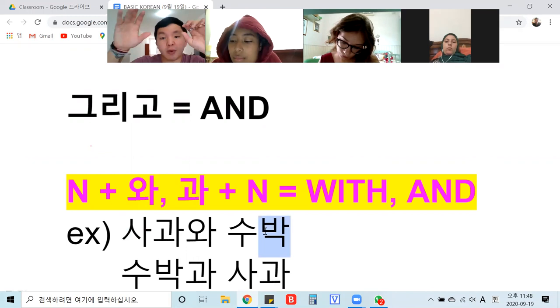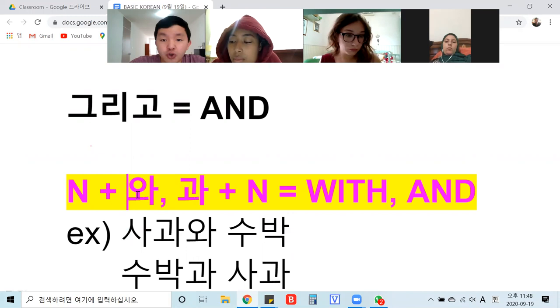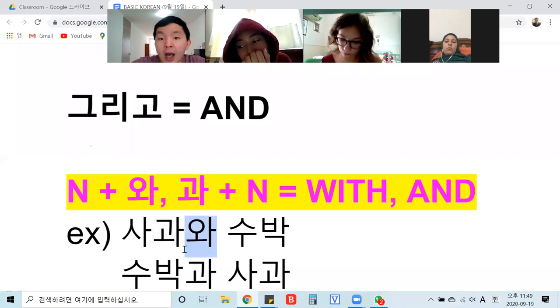So, as I said before, when choosing 와 or 과, what you need to consider is the last syllable of the noun, which means from 사과, you only consider 과. So check whether this syllable has a 받침 or doesn't have a 받침. And as we know, it doesn't have a 받침. In this case you're going to use 와. What about this one? I changed the order.